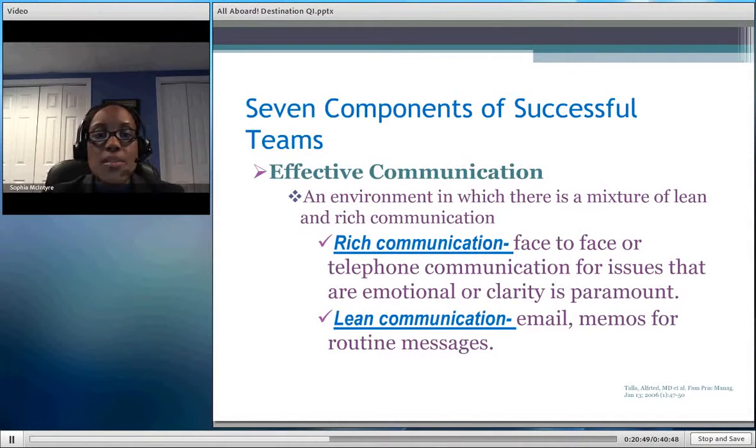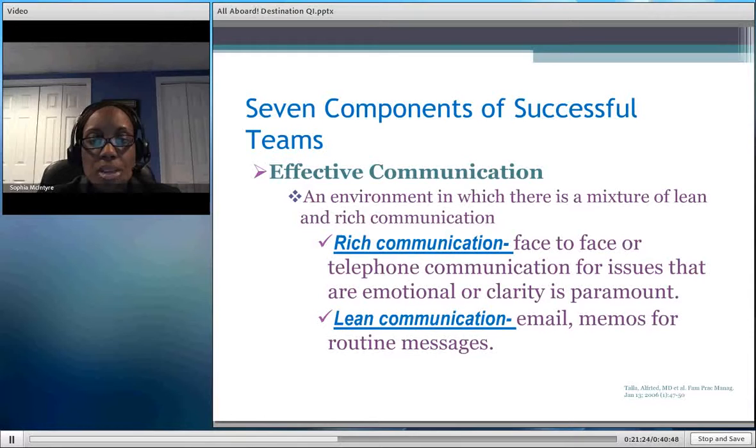The 7 components of a successful team also include effective communication. And communication is an area of development for many organizations and providers. So when we say effective communication, what does that really mean? It's an environment in which there's a balance of real-time communication and also communication that is not real-time. So these are broken up into 2 components, rich communication and lean communication.